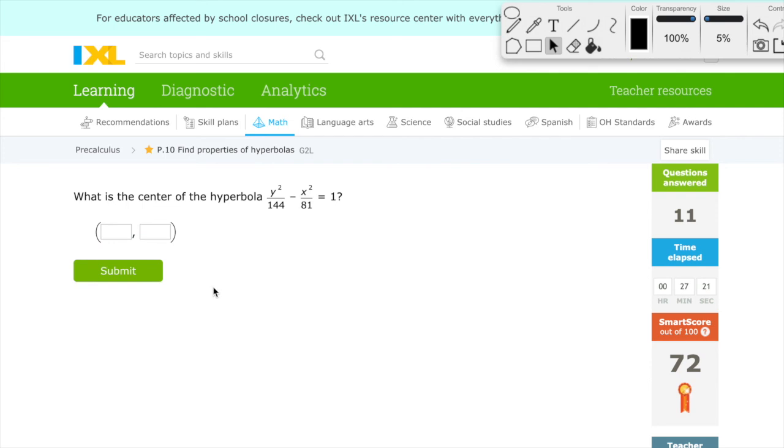Okay, let's keep going, maybe one or two more, even though we're at that 70 score that I've been asking for now. The center is going to be based on if you have anything added or subtracted with the x or the y, and it's kind of like the ellipse. It's just the opposite of kind of what you would expect. There's nothing added or subtracted up here, so this one's just going to be 0, 0. Nothing changes.